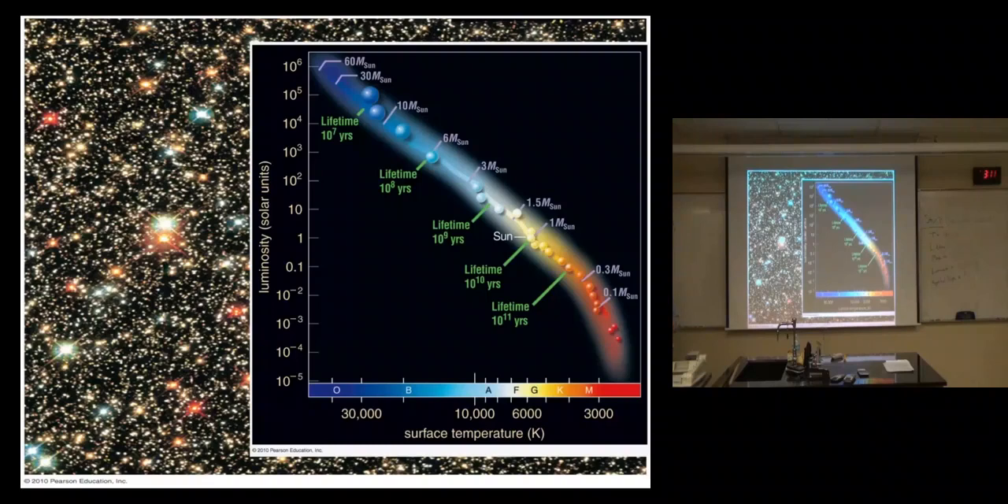Hertzsprung-Russell diagram. HR diagram is what everybody on Earth calls it. If the guy had a shorter last name like Hertz, it would have been the Hertz-Russell diagram. Just too much. Okay. Other questions?